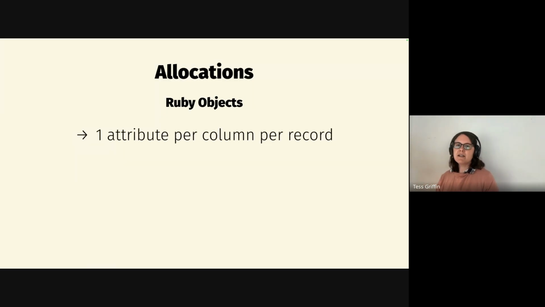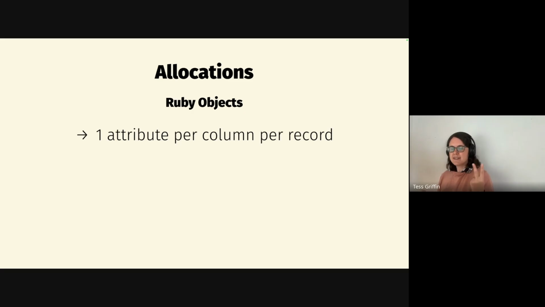After the refactor, now we're allocating Ruby objects. 1 attribute per column per record was a Ruby object allocated, these attribute objects. So depending on how many records you're reading from the database, these allocations can add up quickly. And allocating a lot of attribute objects is objectively going to do more work than just 2 hashes.